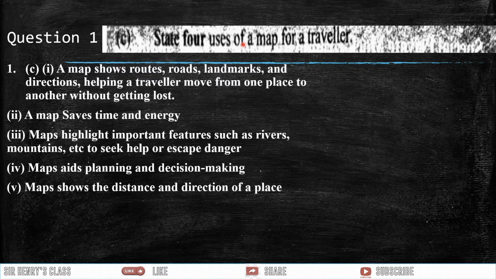1C says we should state 4 uses of a map for a traveler. Number 1, a map shows routes, landmarks, and directions, helping a traveler move from one place to another without getting lost. A map also saves time and energy. Map highlights important features like rivers, like mountains, and the like, so you can seek help or escape danger. Map also shows distance and direction of a place.